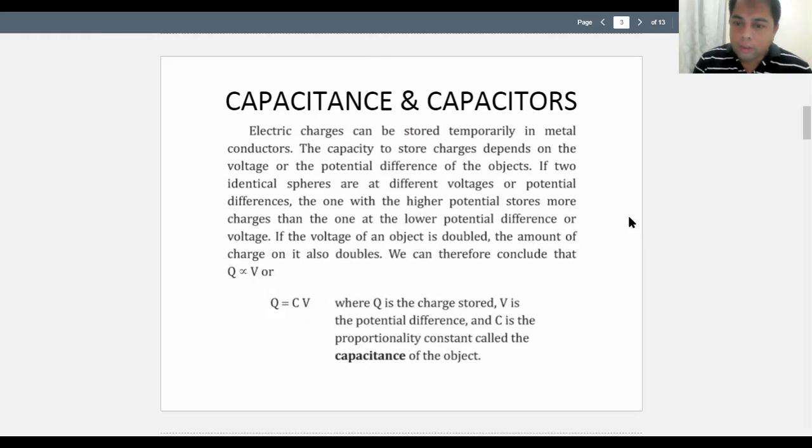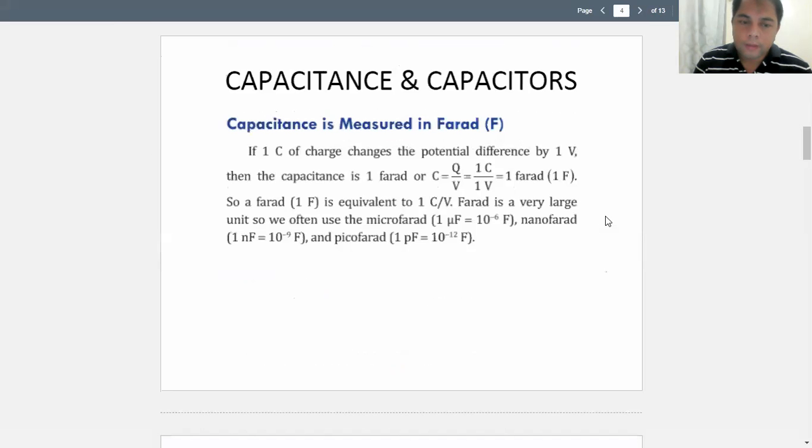Our unit for capacitance is the farad. However, 1 farad is a very big value. The way we get it from our previous equation, if you transform it, is by dividing Q by V. If Q is divided by V, then we have 1 coulomb per volt, and that value, 1 coulomb per volt, is known as 1 farad. But again, a farad is a very big quantity.